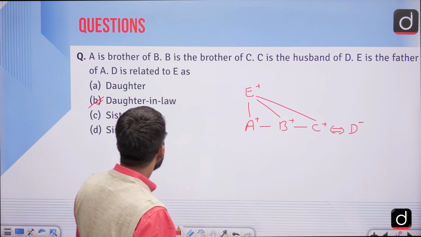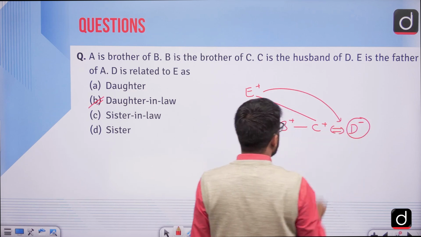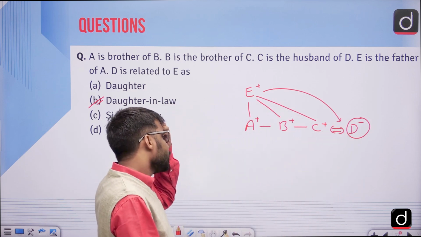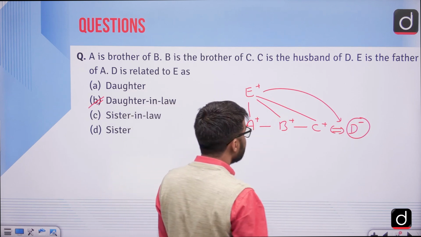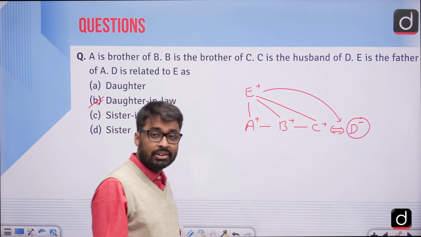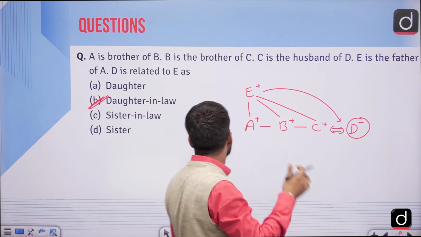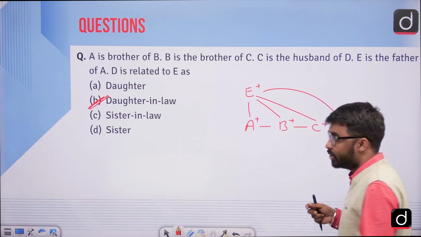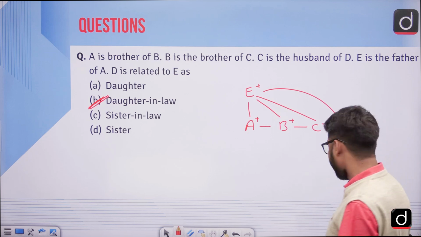Now, how is D related to E? For E, D is going to be wife of son, right? D is going to be E's son's wife, and a son's wife is called daughter-in-law. So D is going to be E's son's wife. That means daughter-in-law. All right.